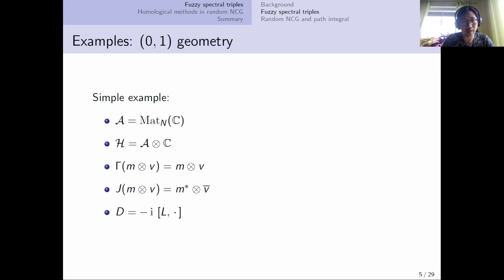Right, so just a quick, easy example. One of the simplest examples: the algebra is just the matrices again. And now we take the Clifford module to just be the complex numbers. So then the chirality operator is just doing nothing, and the real structure is Hermitian conjugate on the first piece and a complex conjugate on the other. And the Dirac operator takes this very simple form, which is just a commutator with some anti-Hermitian matrix. So this example is quite singular, so maybe we want something closer to geometry.